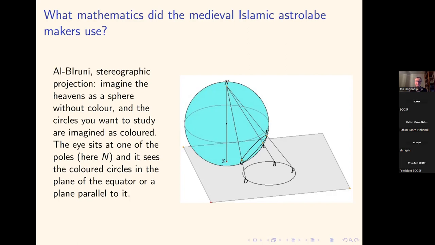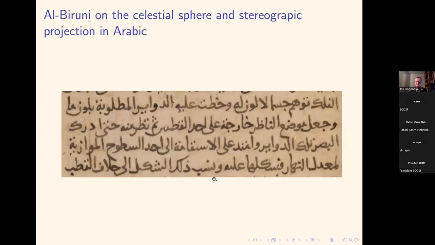He says, in stereographic projection, what you do is you imagine the heavens as a sphere without color, and the circles you want to study, for example, this circle, as colored. And the eye sits at one of the poles, in this case, it's N, and it sees the colored circles in the plane of the equator or a plane parallel to it. So the eye sees this colored circle in this plane. And this is, for him, the stereographic projection. And yes, he says this in Arabic.